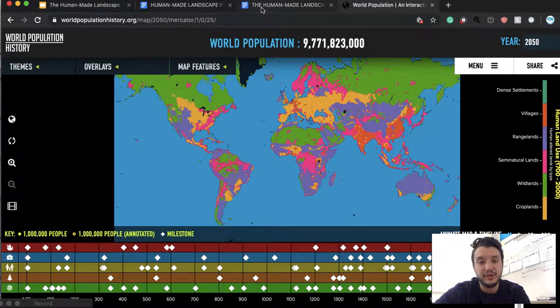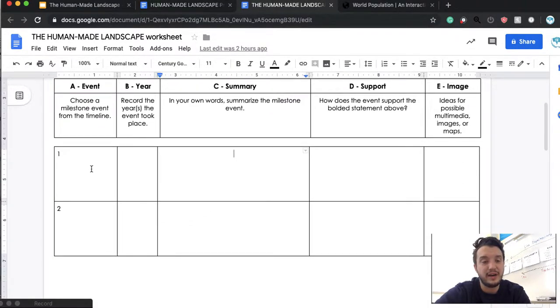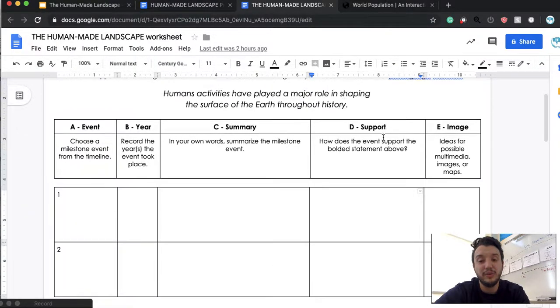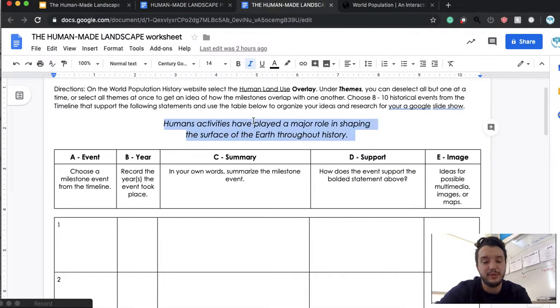The goal, though, is that you're finding things. So I'm going to choose a milestone. I'm going to record the year or the years that it took place. I'm going to summarize what that milestone is, and then I'm going to write in supporting evidence: how does the event support the above bolded statement? This is the statement we're talking about.